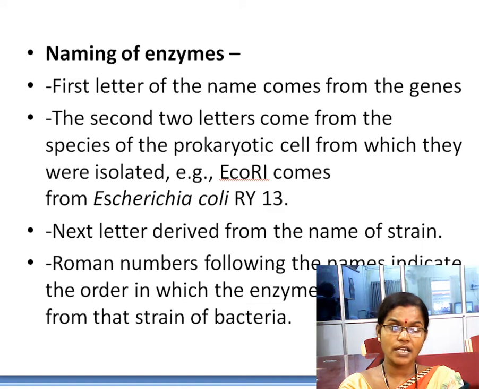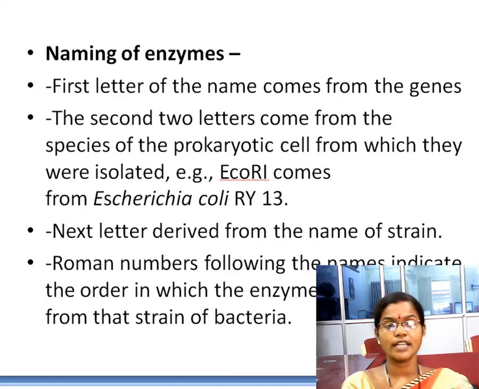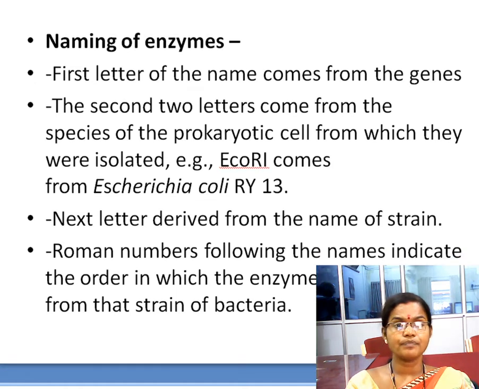Then, if one bacterium yields nearly 14 to 25 strains, the Roman number is given sequentially. After the species name, the Roman number is inserted, indicating the order in which the enzymes were isolated. These are the naming rules.